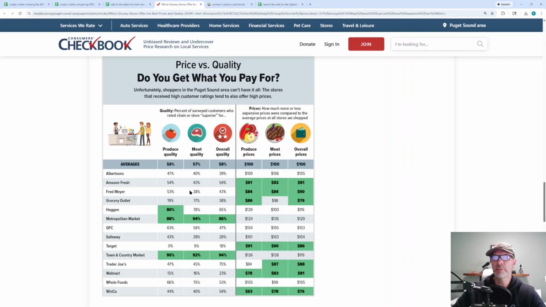Fred Meyer actually comes in higher on produce and lower on meat. However, their prices are lower as well. So you don't always get what you pay for, depending on where you're shopping. QFC is known in the Seattle market as a premium brand. They do score a little bit higher than Albertsons does on the produce quality and on the meat quality as well, and of course you can see it reflected in the prices here. You're paying more. So this is another way that you can save money.